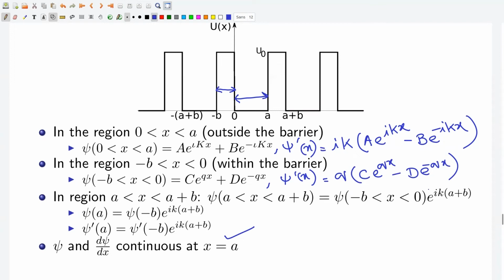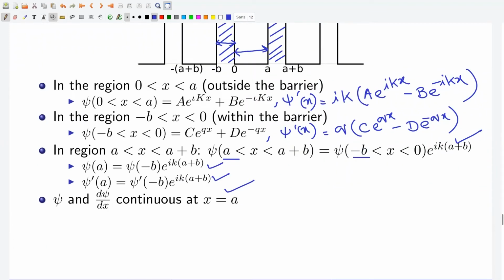Now, we already know that the wave functions in the region lying between a and a plus b and in the region lying between minus b and 0 are related via Bloch theorem and satisfy this equation. Applying Bloch theorem, the wave function and its first derivative at x equal to a and x equal to minus b are related by these two equations.